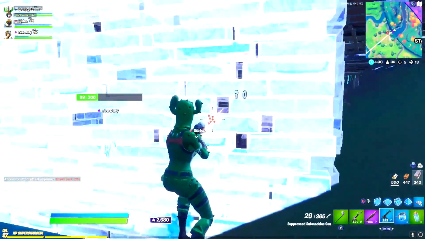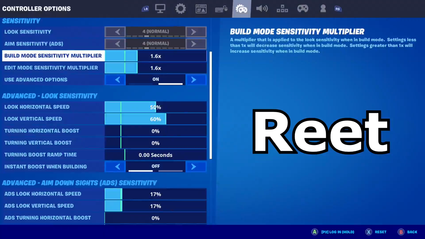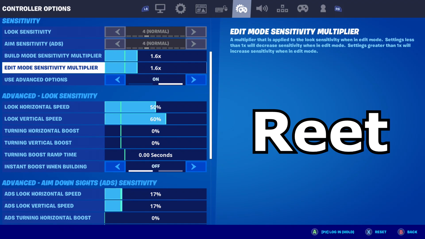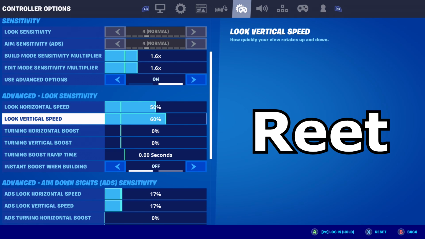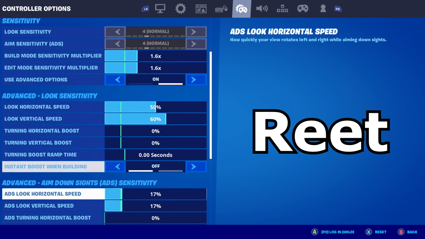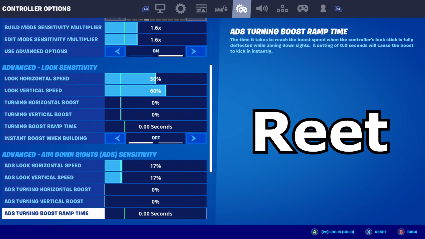The next Expo player on our list is Reet. He used a 1.6x multiplier for both his building and editing sensitivity. Then he uses 50% for look horizontal speed and 60% for look vertical speed with no boost. Then for ADS sensitivity, he's using 17% for both look horizontal and vertical, again with no boost.